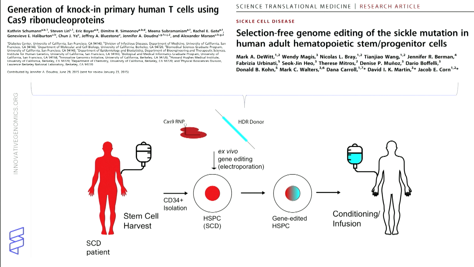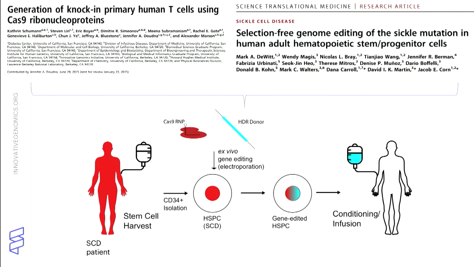Then work by Dana, who is here, and really pushed by Mark DeWitt and Wendy Megis and David Martin, with Mark Walters at Children's Oakland, and all of this was led by Jacob Korn, produced a process where now, with funding from the NIH and the CIRM, so I emphasize public nonprofit money, we are on track to file an investigational new drug application with the CBER on a gene correction approach for sickle cell disease by the end of next year. Ask me again in 18 months how it went.